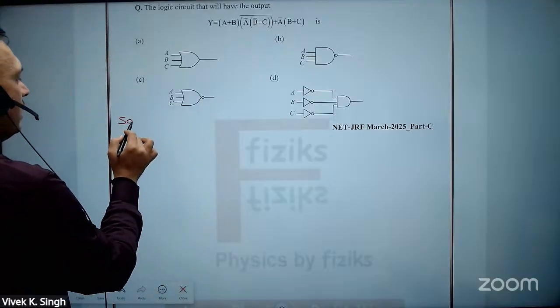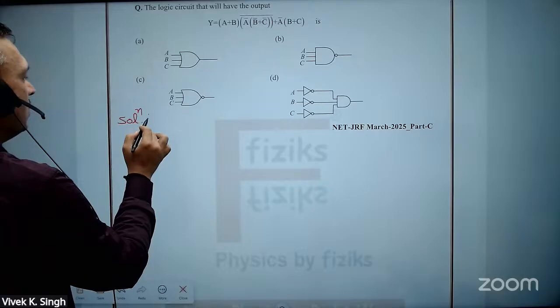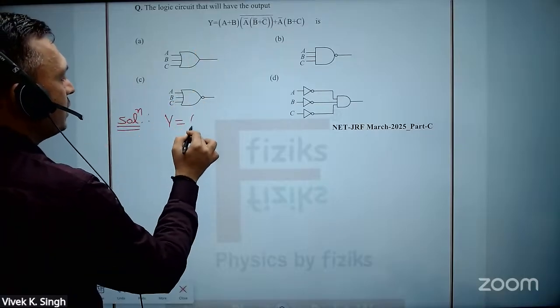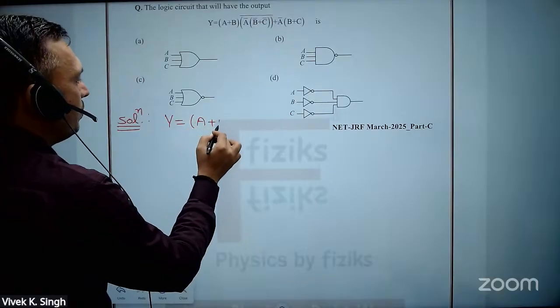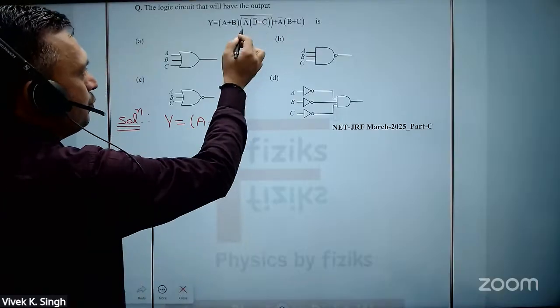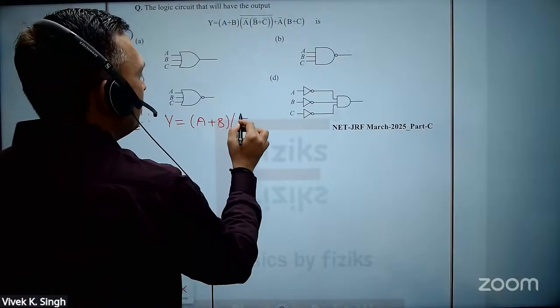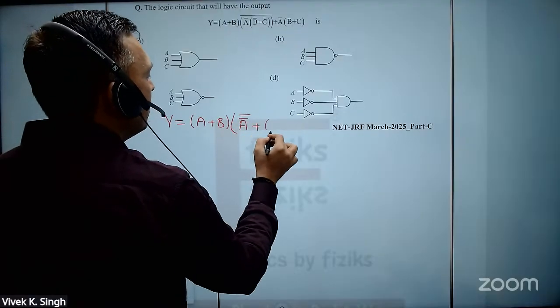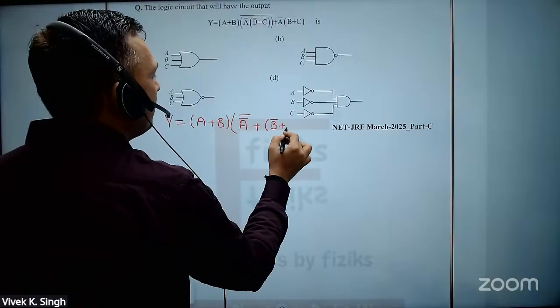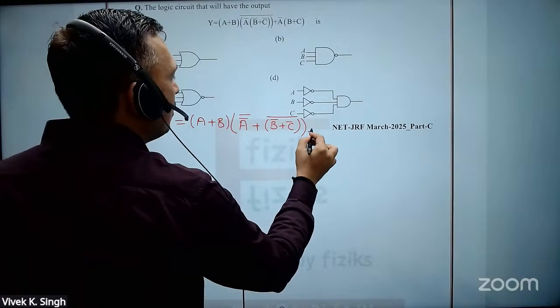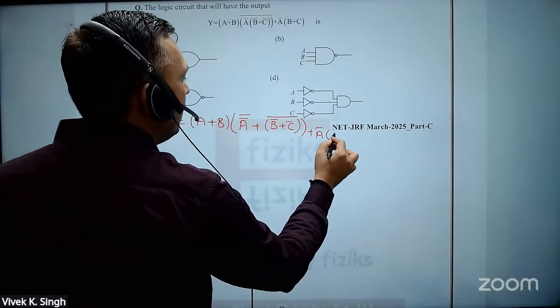So let us see. The output Y is given by: the first term is (A or B), and if you use De Morgan's theorem, what do you get? This is A double bar or (B bar plus C bar) whole bar, plus A bar B plus C.